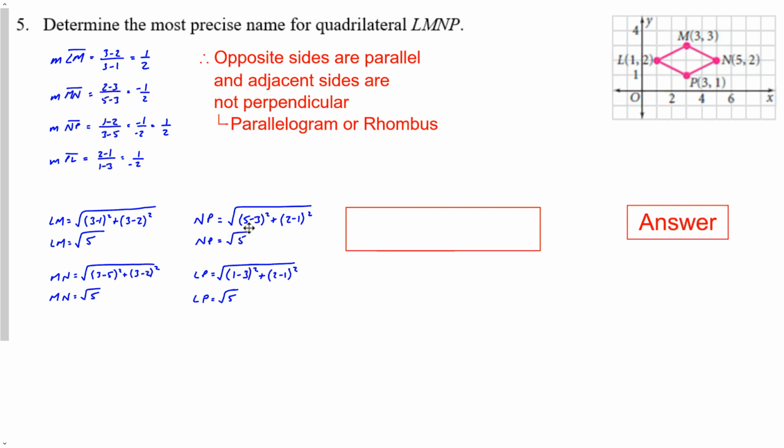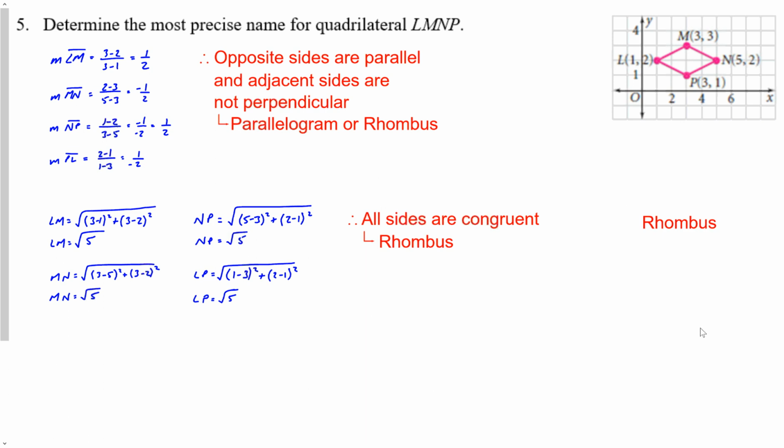So noticing the answers that I get from doing all 4 of these distance formulas, I need to be able to make the conclusion that all sides are congruent. So out of the 2 remaining possibilities, parallelogram or rhombus, which one of those has all sides being congruent? That would be the rhombus. This is why the most precise name for this quadrilateral is a rhombus.